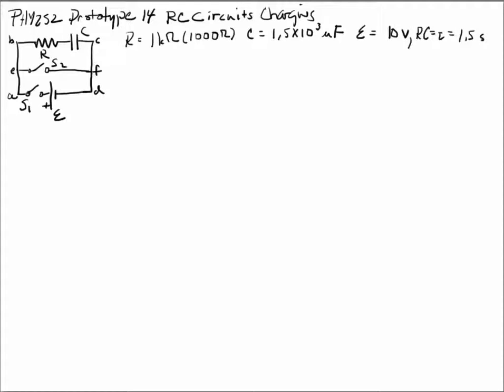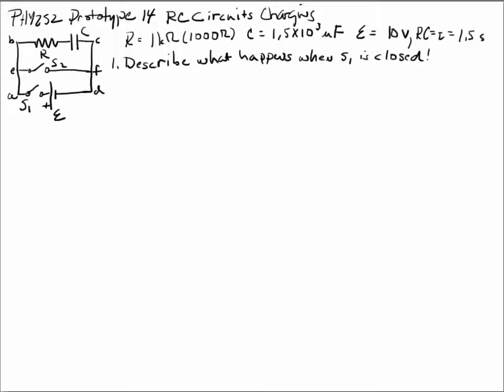We're going to give values R equal 1 kiloohm, C equal 1.5 times 10 to the third microfarad, EMF equal to 10 volts. That gives an RC time constant tau equal to 1.5 seconds. Now take a minute, pause the video, and describe what happens when S1 is closed.